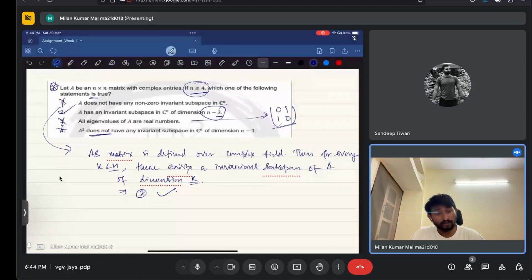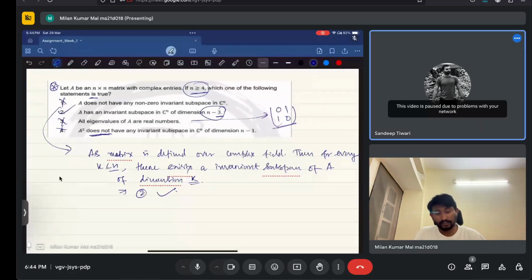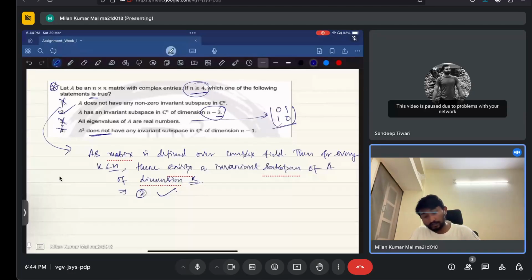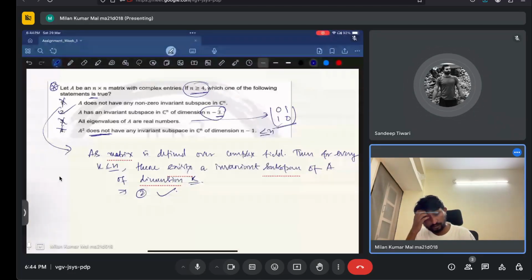Why will A square also have it? Because A square is again a complex entry matrix. So that's all. I don't have any other now. So let's get back to the topic.